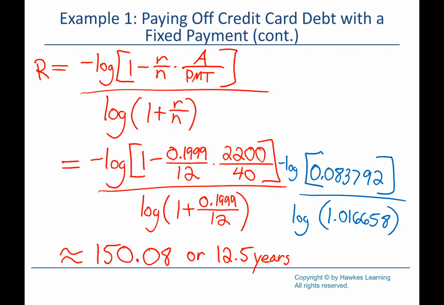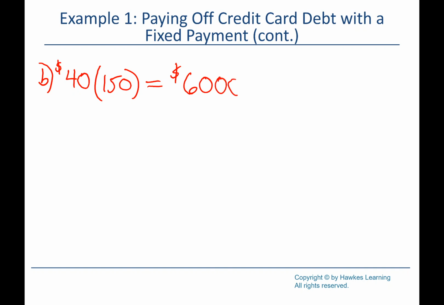Part B makes that even more clear. Part B asks us how much we end up paying. Okay, so we're making 150 payments, $40. So part B, we just multiply. $40 per payment times 150 payments. That is $6,000. So not only are we making payments for 12 and a half years, but we end up paying $6,000 for a $2,200 computer. So not that great. A $40 payment is not how we would want to go about that. Okay?